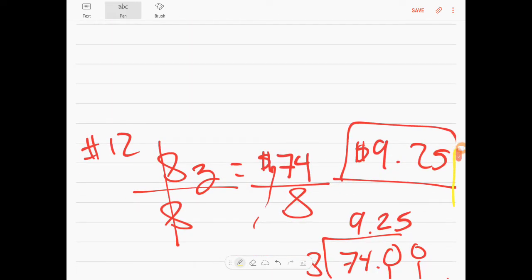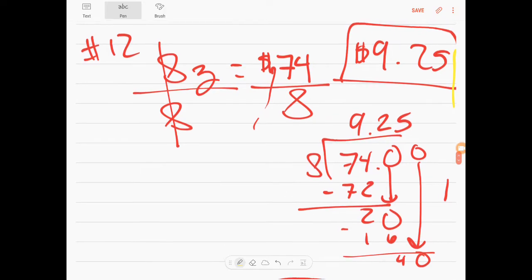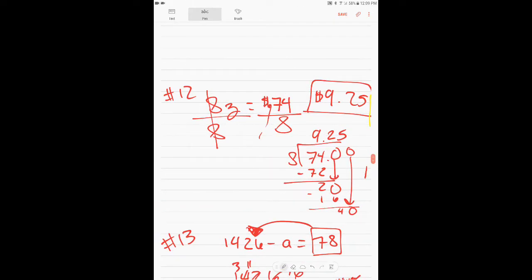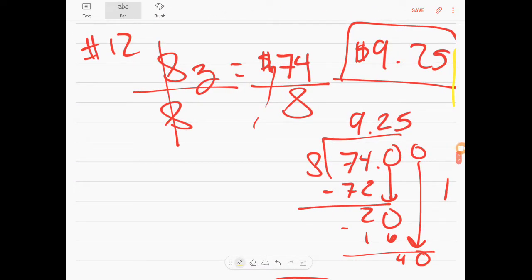Number 12, where are you, 12? There you go. 12, we have 8z is equal to 74. Let me scoot that up a little bit. 8z is equal to 74. So we must know the relationship between 8 and z. They are multiplying, so I have to do the inverse operation of multiplication, which is division. I need to divide by 8 on both sides. When I do that, 8 divided by 8 is 1, so I bring down the z. When I bring down the z, I now have z is equal to 74 divided by 8. 74 divided by 8, I'm sorry, does not go in evenly.